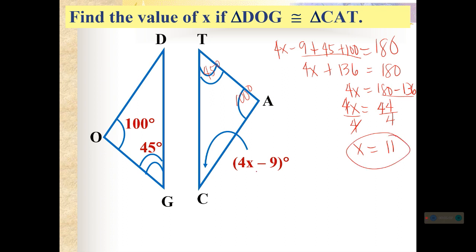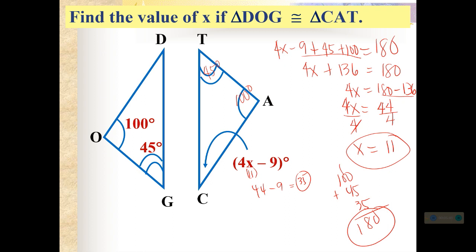To check if we have the correct value of x, we substitute 11 in place of x. So 4 times 11 is 44, minus 9 is equal to 35. If we check, 100 plus 45 plus 35 degrees is equal to 180. Therefore, the value of x, 11, is correct.